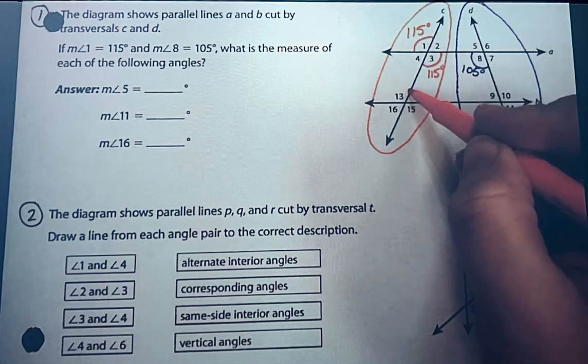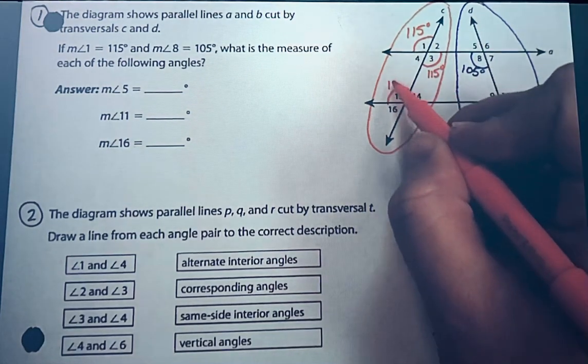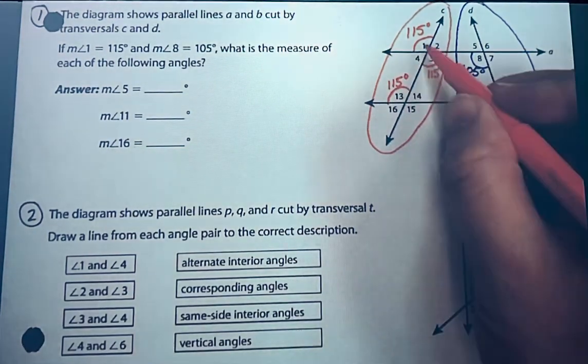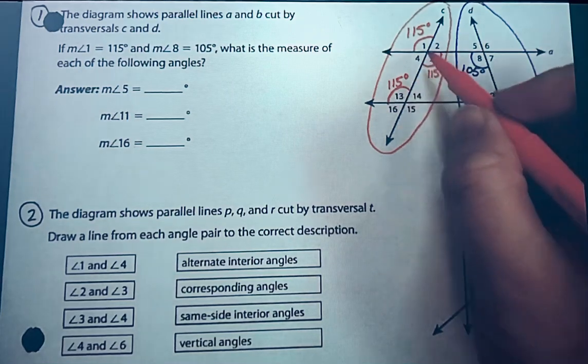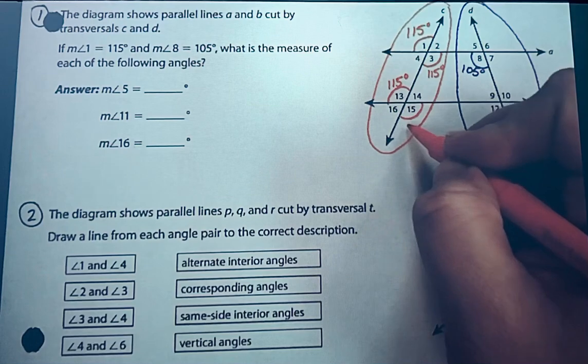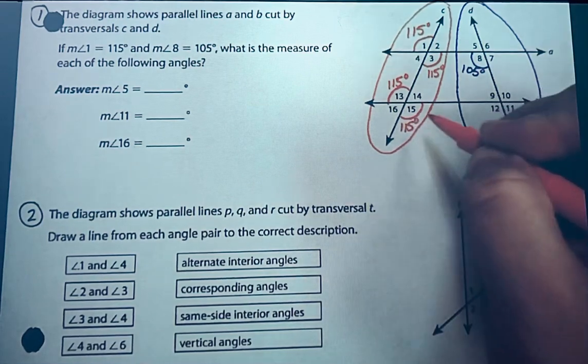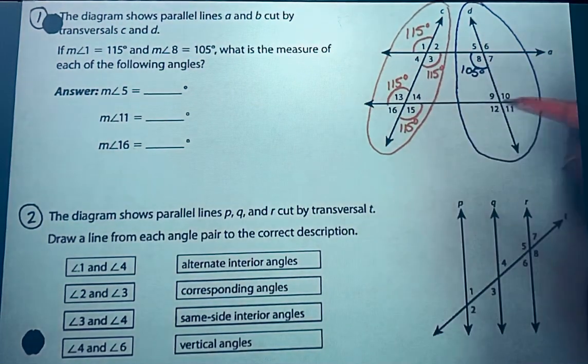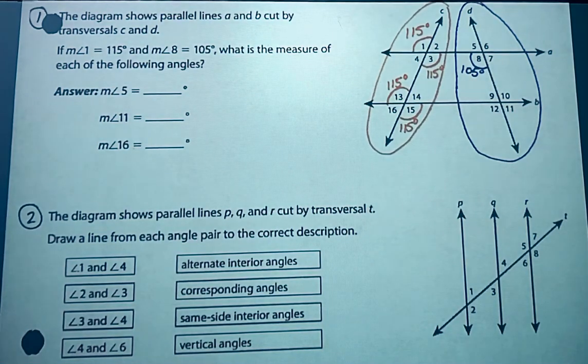1 and 13 are congruent. They are corresponding angles. 1 and 15 are congruent because those are alternate exterior angles. They're outside of the parallel lines.